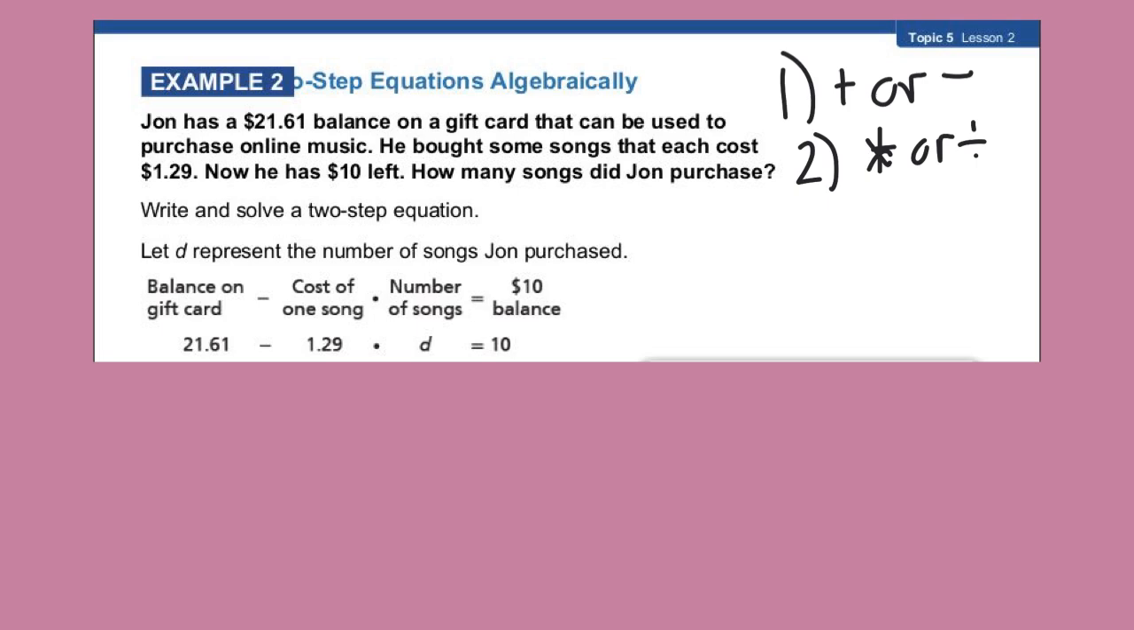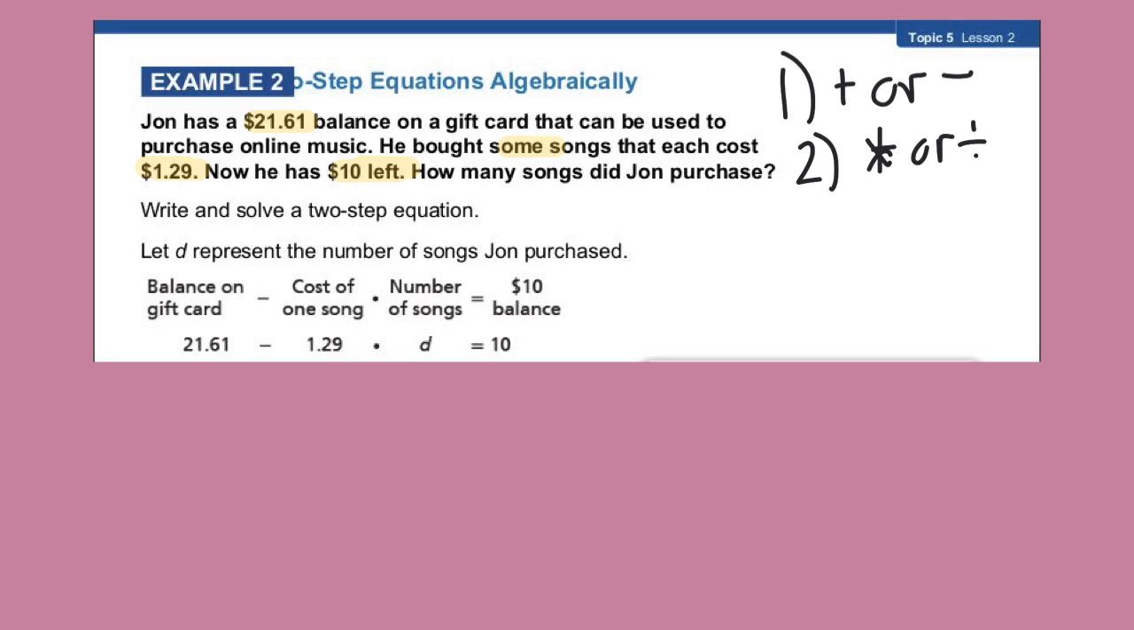This is example 2 on the top of page 271. John has $21.61 as a balance on a gift card that can be used to purchase online music. He bought some songs that cost $1.29 each, and now he has $10. How many songs did John purchase?